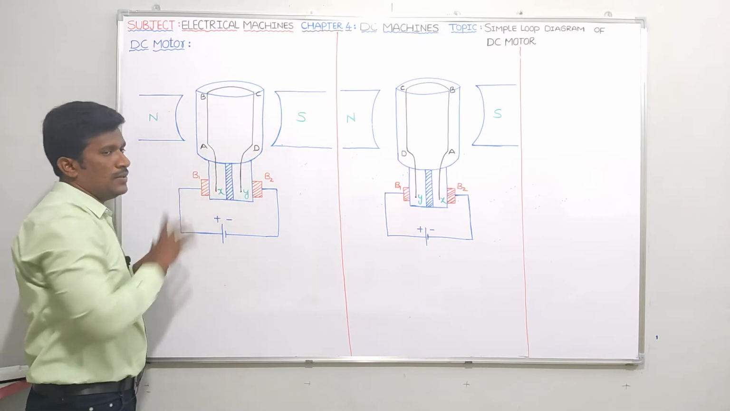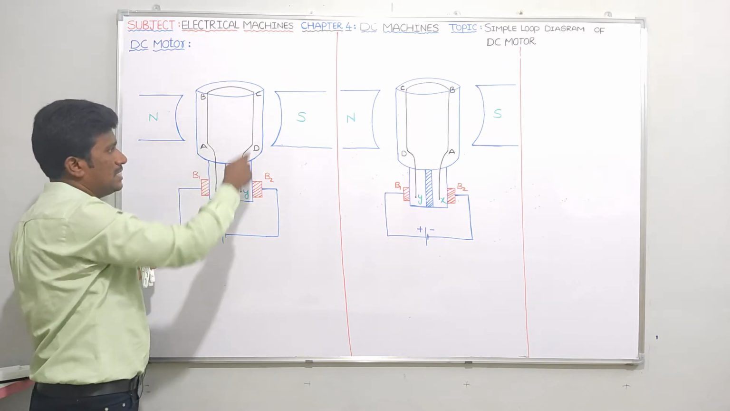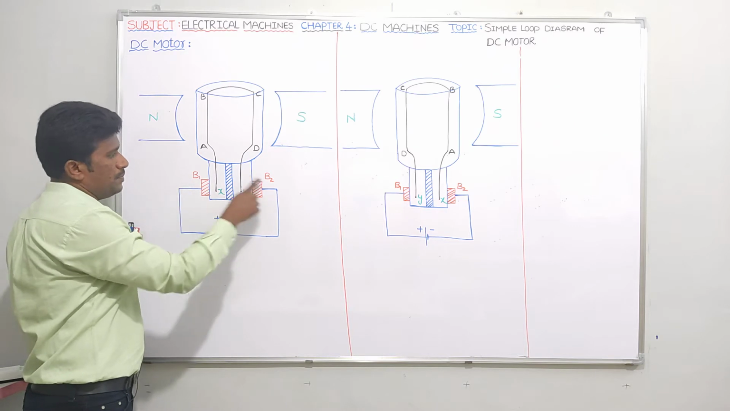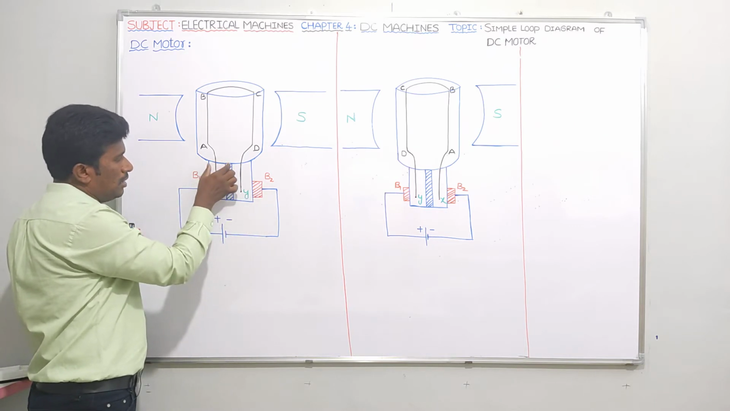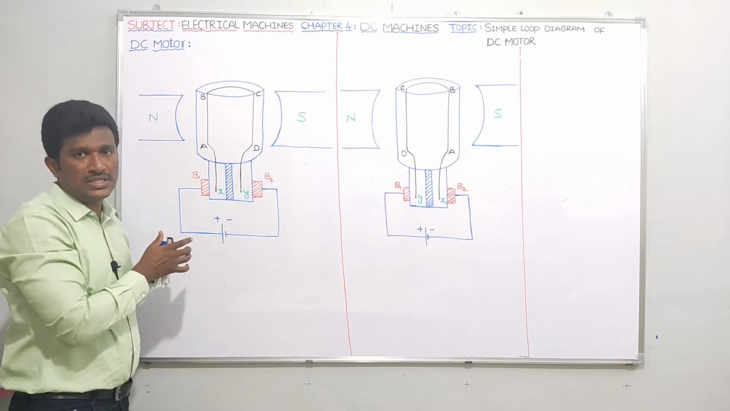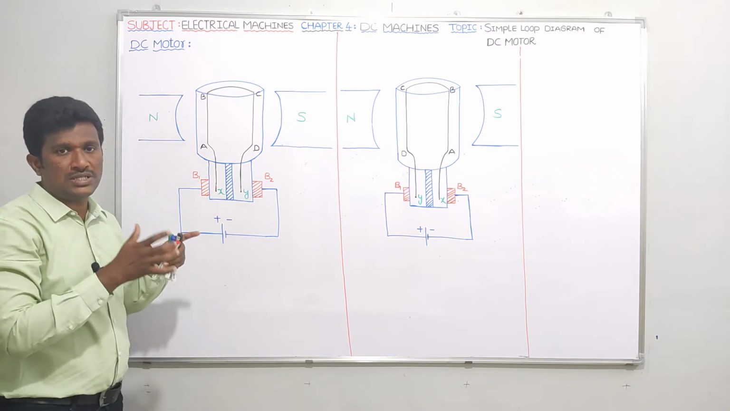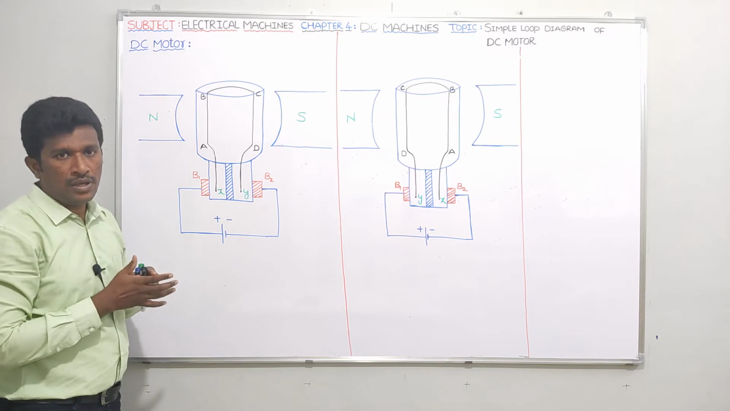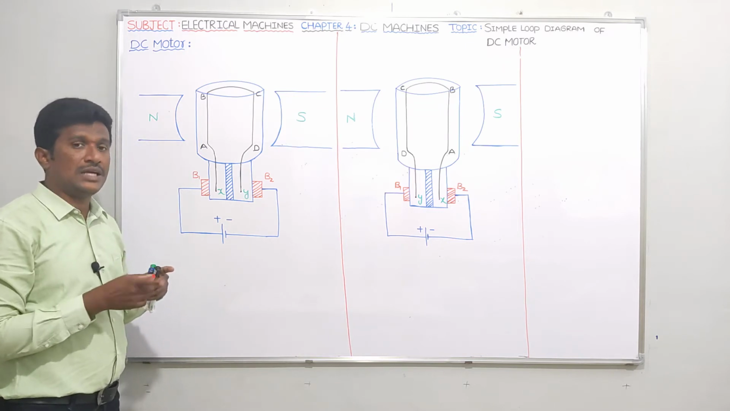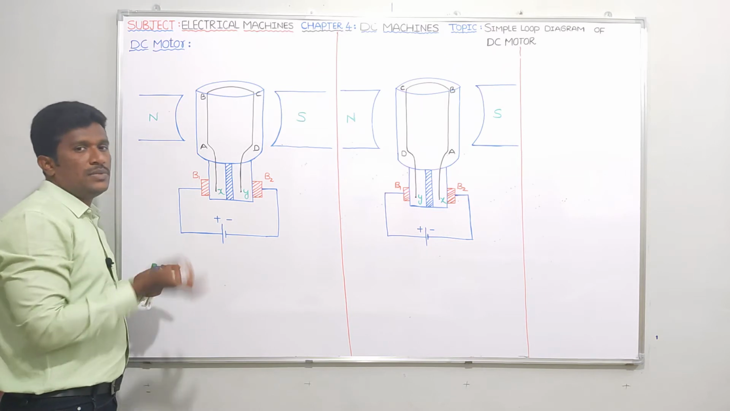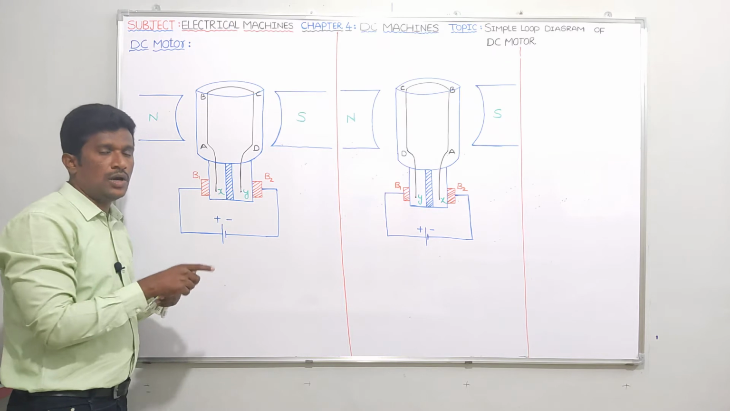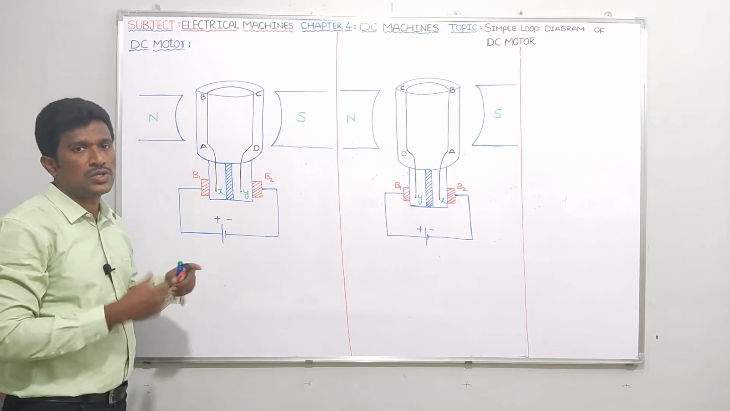ABCD I can take as a coil, and here brush B1 is a brush, B2 is a brush, and this portion can be taken as split rings, or I can say commutator segments, or a group of commutator segments can be called a commutator. In a synchronous machine, we were using slip rings or collector rings, whereas in a DC machine, we will be using split rings or commutator segments.